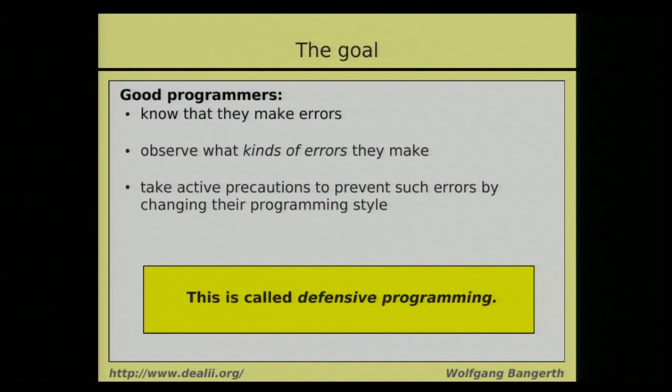The first approach I would like to talk about is called defensive programming. Essentially, the approach of defensive programming is that you start out programming with an understanding that you will make errors, that this is a fact of life, and that you observe what kind of errors you make, learn from this, and take active precautions in your programming style to avoid them happening again, or to make it more obvious if such a bug happens. The premise is that there will be errors in your program and that I need to change the way I program.